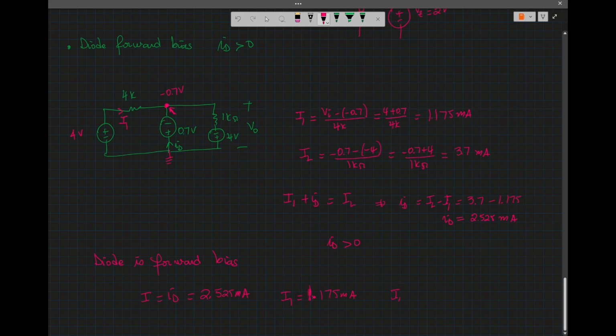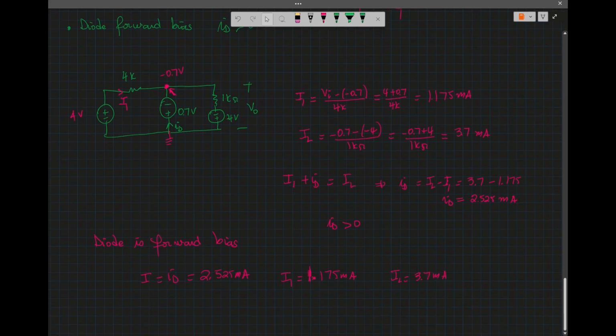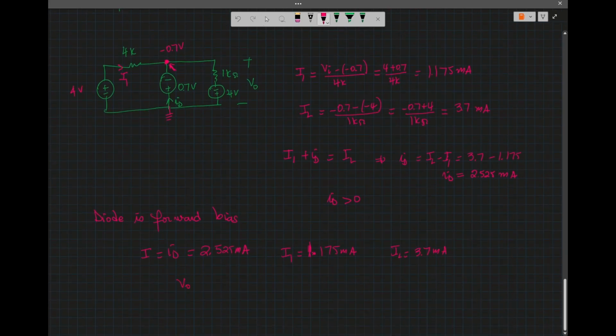Now the load current is 3.7 milliamp, and V0 is equal to minus 0.7 volt.